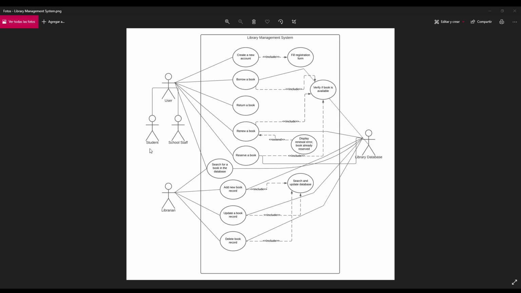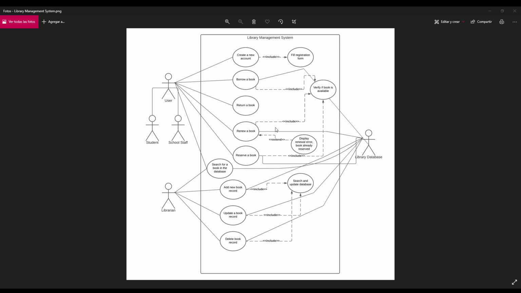And we also have these relationships, these straight lines. It's an association, and we also have these pointed lines that have another meaning. They can be include associations or extend associations. So I will explain this diagram now.